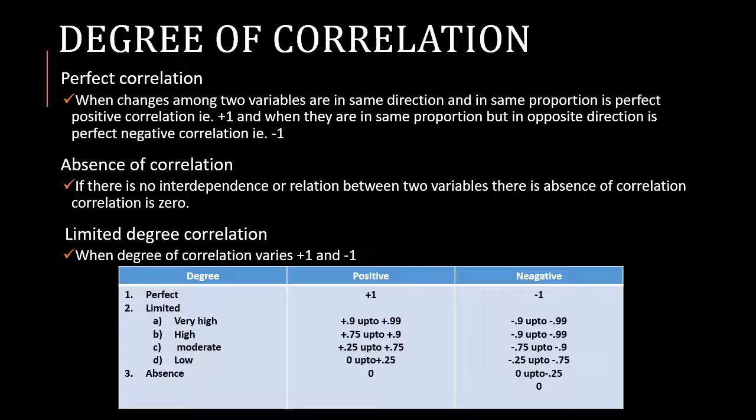When the movement between two variables is in the same direction and in the same proportion, this is perfect positive correlation and is denoted by +1. On the other hand, if changes are proportional but in opposite direction, this is perfect negative correlation, denoted by -1. And when there is no interdependence of the variables, that is absence of correlation, correlation is 0. The relationship between perfect correlation and absence of correlation is the case of limited degree of correlation. It may be positive or negative. The positive degree is there when it varies between 0 and 1, and negative when it varies between 0 and -1.